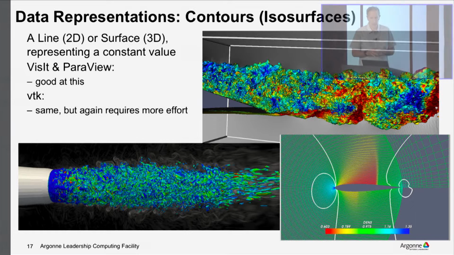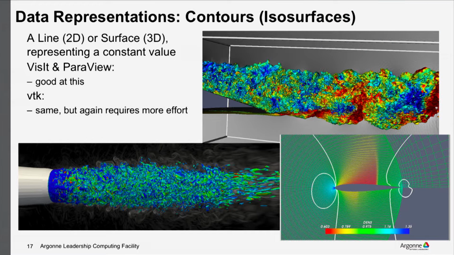So contours or isosurfaces are another common representation. In 2D, this would be a line, or a surface in 3D. And it's basically representing a constant value throughout a data set. And Visit and ParaView are both good at this. VTK, same again, but it can require a little bit more effort.